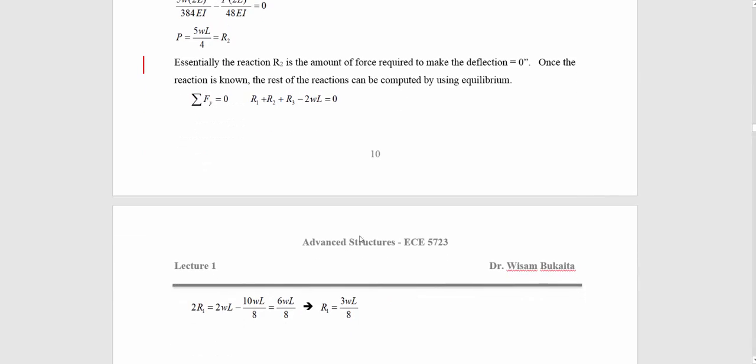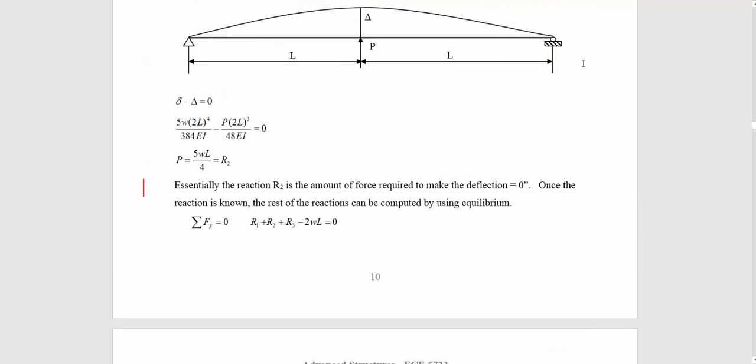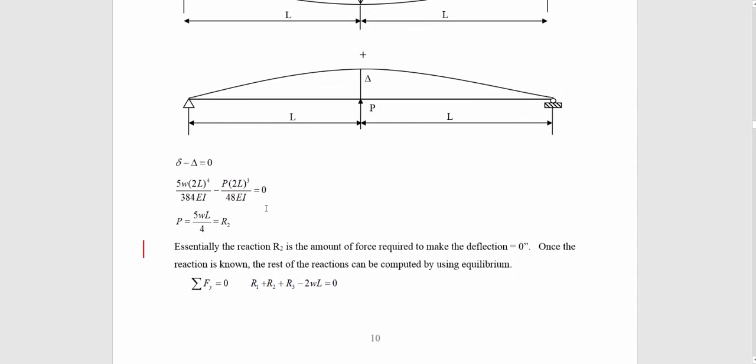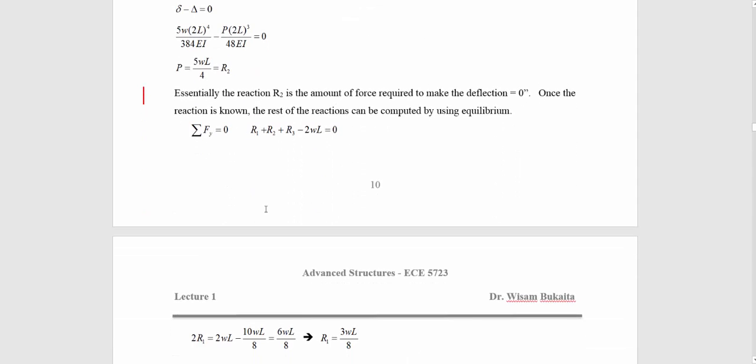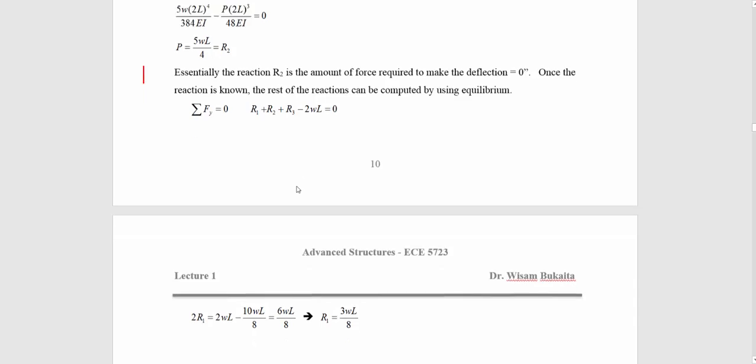The structure is symmetric. So 2R1 equals 2WL minus 10WL over 8, since 5WL over 4 is equivalent to 10WL over 8. So R1 equals 6WL over 8 divided by 2, R1 equals 3WL over 8. R1 and R3 are equal, so we have all reactions. This solution is the same as the integration solution, but with fewer steps.